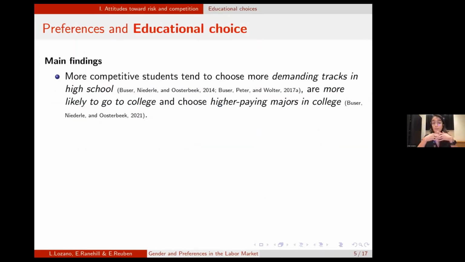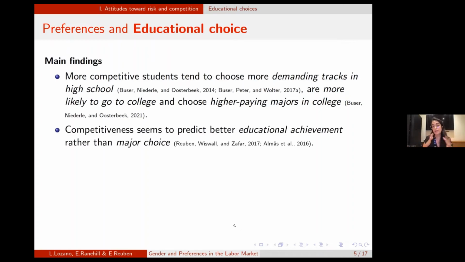So what we know from the literature in experimental economics is that competitive students actually tend to choose more demanding tracks in high school. So demanding tracks can be math-oriented, science-oriented versus humanities. And they're also more likely to go to college or choose higher paying majors at college level. Now, most of this evidence seems also to show that competitiveness actually predicts better educational achievement rather than major choice. And this is one of the main conclusions within this literature, that competition mainly, and risk to some extent, explain better education choices at high school level, but not so much at college level.